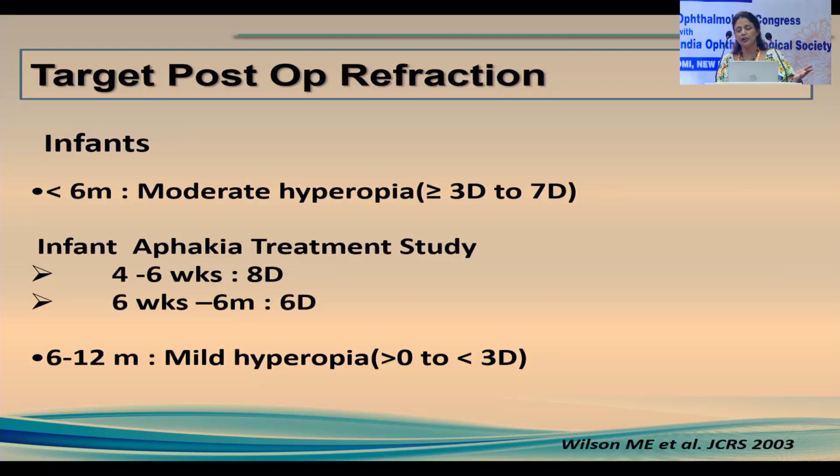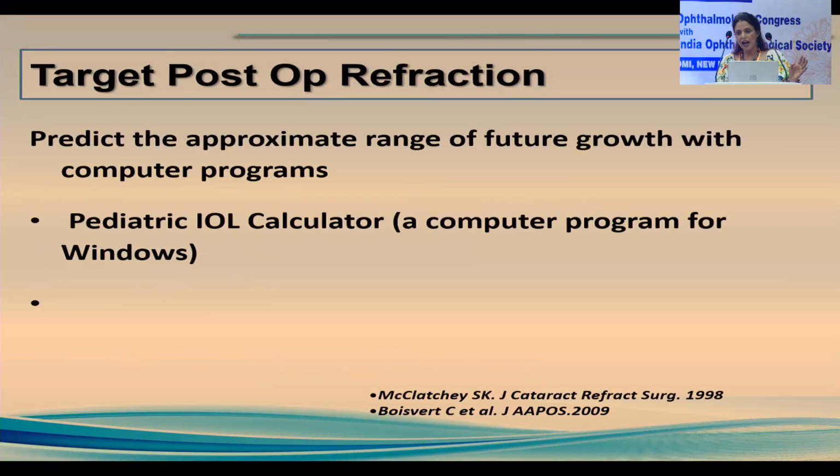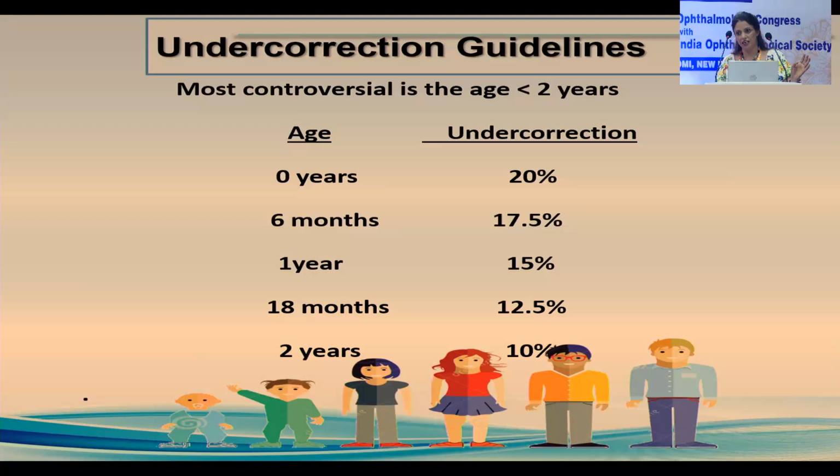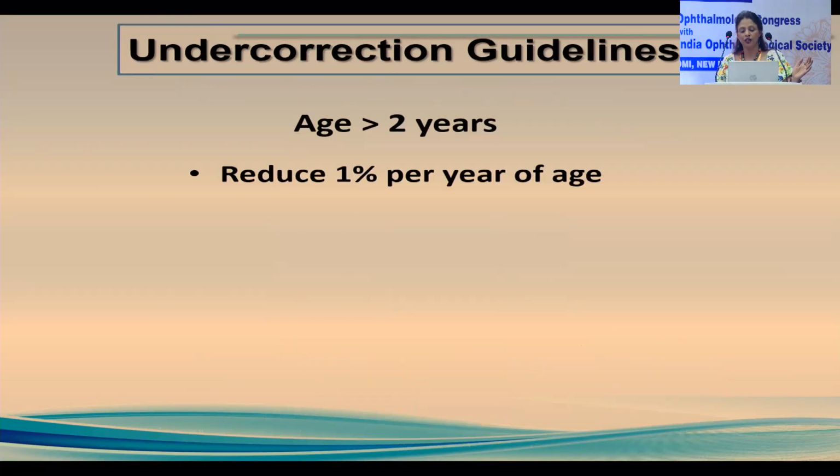The Infant Aphakia Treatment Study also recommended the same. For 6 to 12 months, I am aiming for a milder hyperopia of roughly less than 3 diopters. We have pediatric IOL calculators, Windows-based programs, which are available online. And these are general undercorrection guidelines in percentages which can be followed. It is usually less than 2 years, which is more controversial. For above 2 years, it's very straightforward: 10% undercorrection, or even less as we move with age, reducing 1% per year of age.